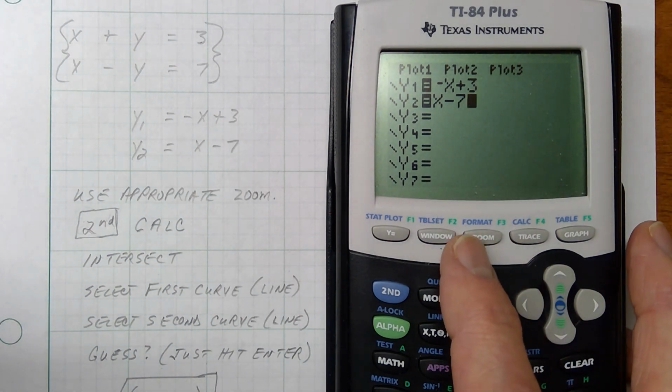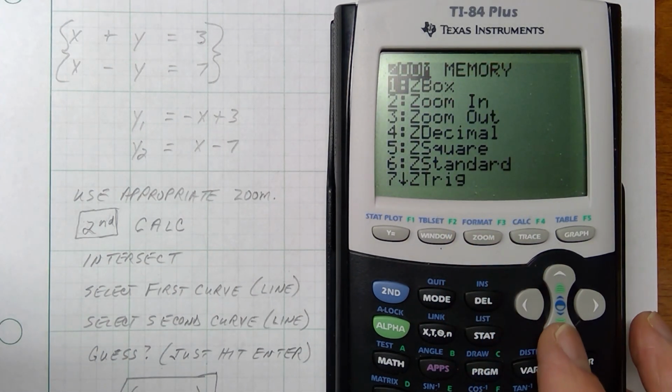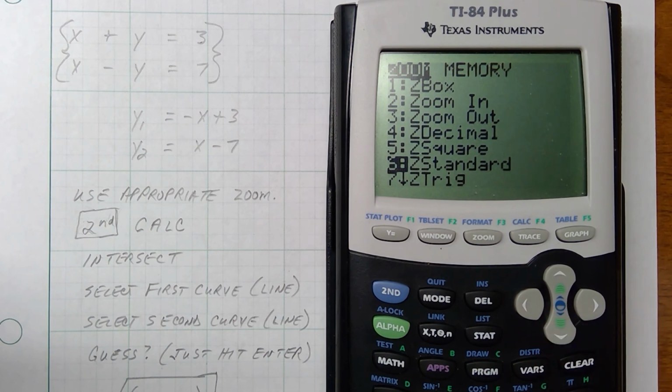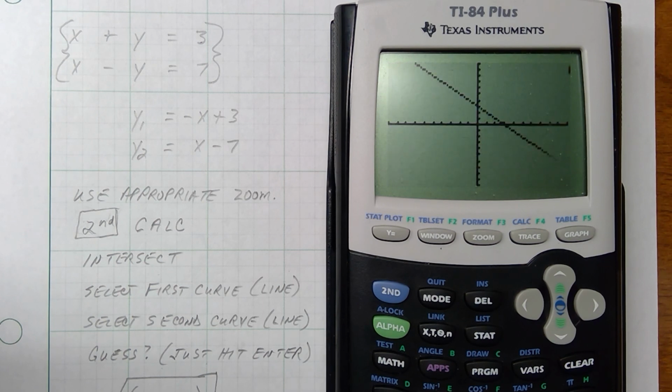All right, now I said use an appropriate zoom. It's just, whatever works. You can start with zoom standard. Zoom standard is a 10 by 10 graph. So it goes 10 right, 10 left, 10 up, 10 down. And sometimes you get lucky. So if you hit zoom standard and enter, you might get lucky. And in this case, we did.